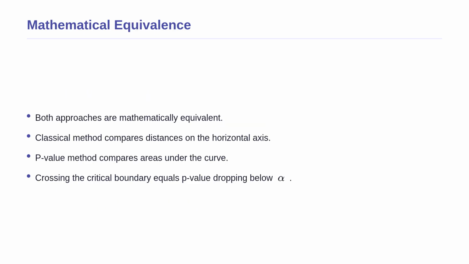Before we move on to examples, it is crucial to understand how these two methods connect. The classical approach and the p-value approach are mathematically equivalent and will always yield the exact same final decision. The classical method compares distances on the horizontal axis of a graph, checking if the test statistic is pushed further out than the critical value. The p-value method compares areas under the curve of that same graph, checking if the tail area beyond the test statistic is smaller than the tail area defined by alpha. They are simply two different languages expressing the exact same truth.